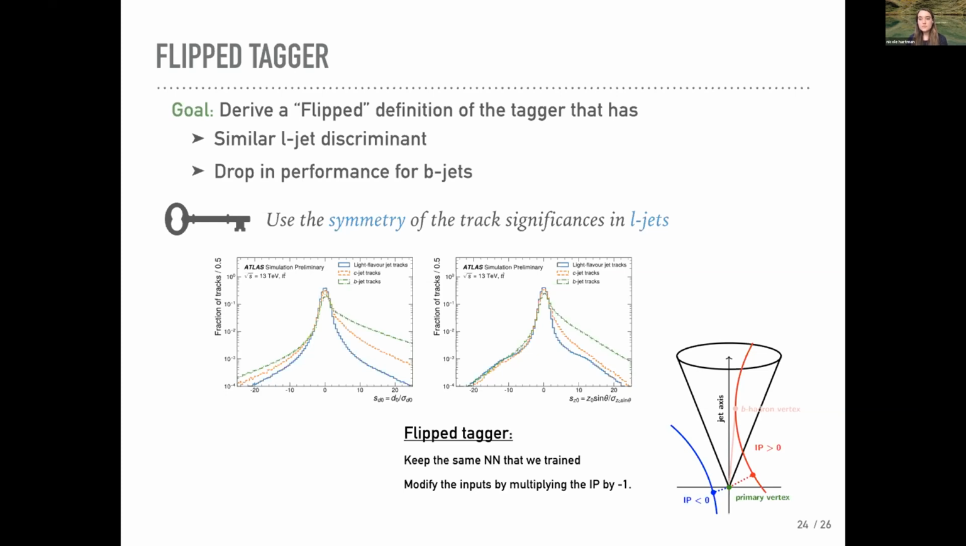And then for the flipped definition of the tagger, DIPS, it uses the same neural net that was trained on the nominal track selection, but when running in the flipped tagger mode, we modify the inputs, just the significances, by multiplying the impact parameters by -1. So this means it's going to make B jets look very different, because instead of having a lot of positive impact parameter significances, it's going to have a lot of negative ones. So that's a very different input distribution. But hopefully light jets will be more or less the same.